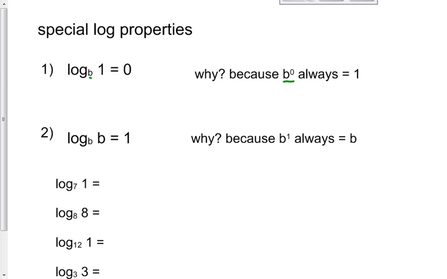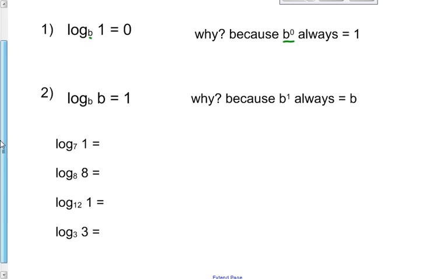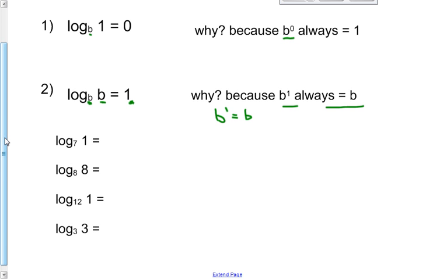Your second special log property, log base b of b equals 1. Any log base of itself is always equal to 1. And again, why? Well, think about what this looks like in its exponent form. b to the first, this is your base, here's your power, b to the first. Well, anything to the first power is always just itself. So let's look at a couple examples.